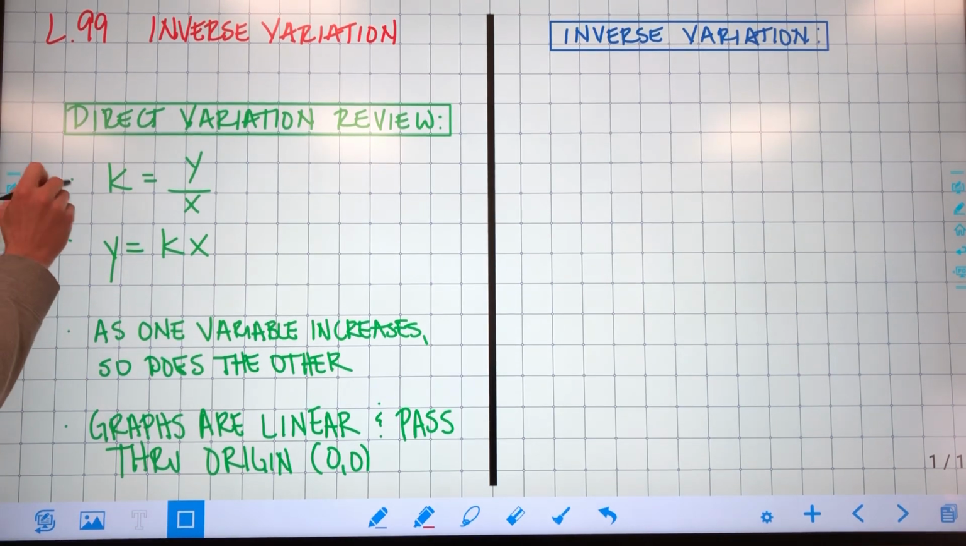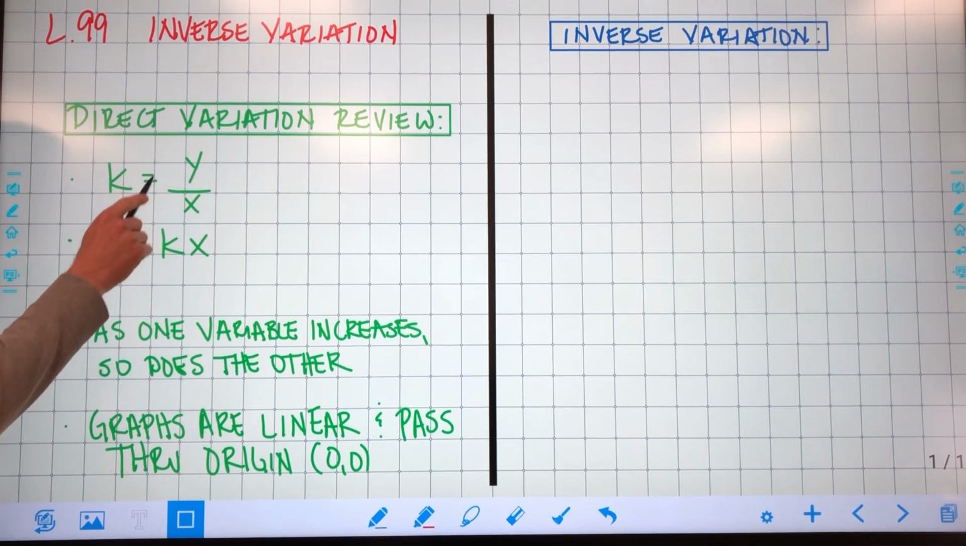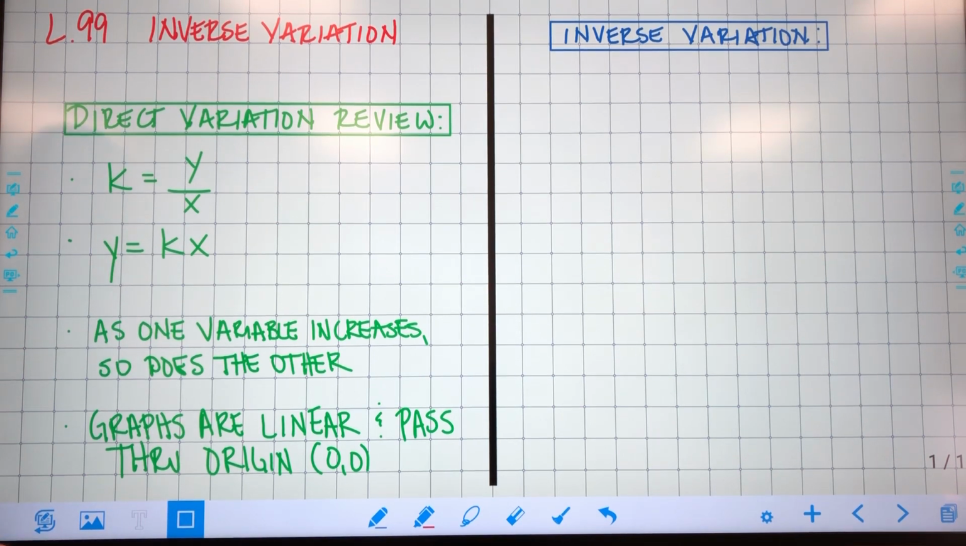We should know that the constant in a direct variation relationship is always equal to the y value divided by the x value. We can also follow the form y equals k times x, or y equals some constant times x. We also know that as one variable increases, the other does as well. And graphs are linear and pass through the origin, right?